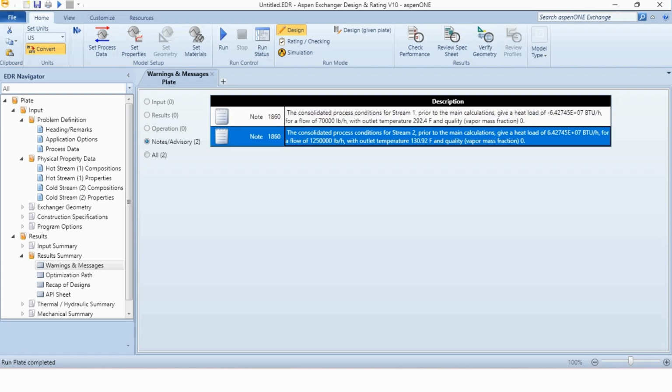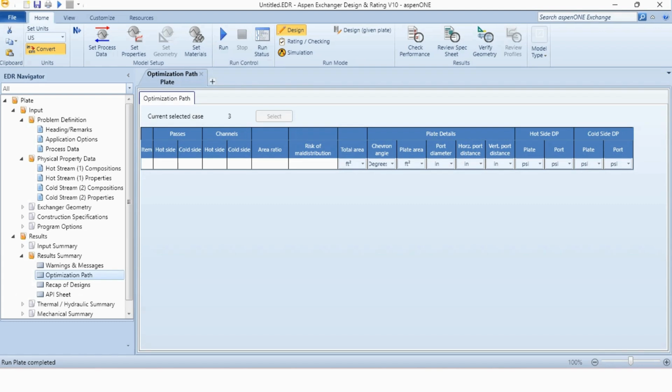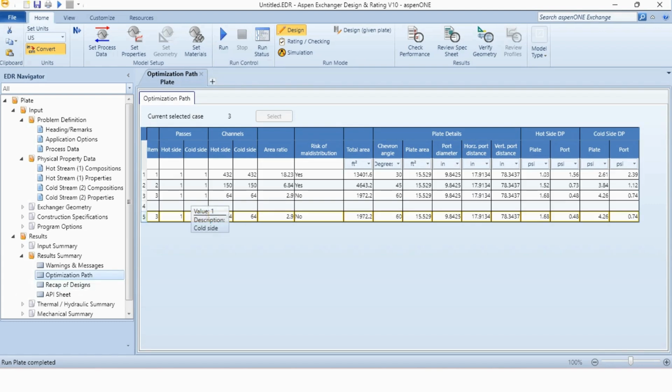Consolidated process conditions for stream 2 prior to the main calculations give a heat load of 6.42745 into 10 raised to power 7 BTU per hour for a flow of 1,25,000 pounds per hour with outlet temperature 130.92 degree Fahrenheit and quality as 0. So the hot stream temperature is decreased from 300 to 292.4, while that of the cold stream temperature is increased from 80 to 130.92. Going to the optimization path, the three designs were examined and design number 3 was selected as the best design.